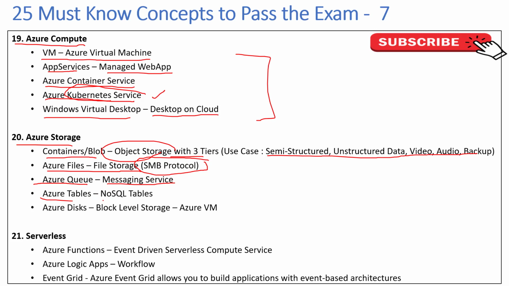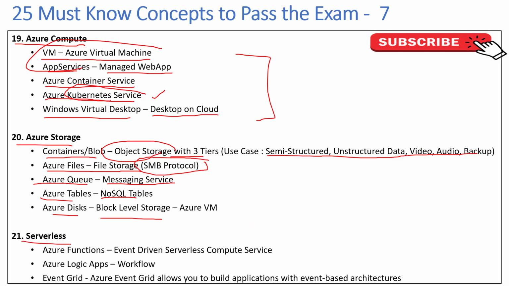Then you have Azure Tables. Azure Tables is basically a NoSQL database, something very similar to Cosmos DB, but this is regional, while that is global. Azure Disk is basically the storage that you use for the virtual machines. So it's a block level storage.